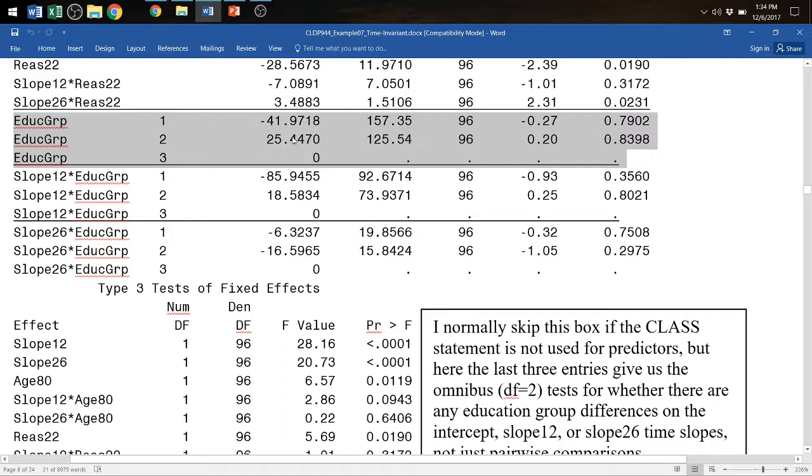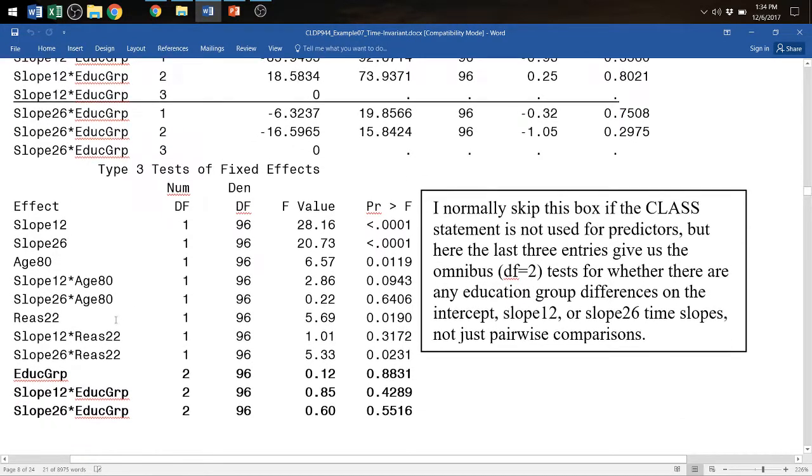I am missing one of the comparisons, which I asked for via an estimate statement, but I also get this output down here anytime I use the class statement, which is: is there an effect of group on the intercept across all 3 groups? It's a 2-degree of freedom test. Are there any group differences on the intercept? I still think of that as a specific test because it's education group on the intercept. So there's one model parameter that the groups are trying to predict, group differences.